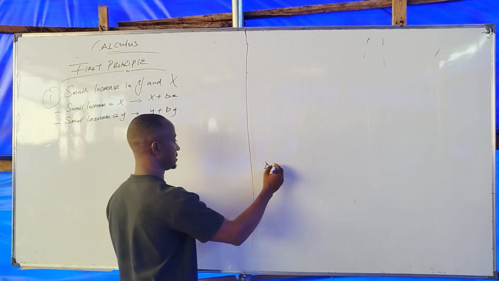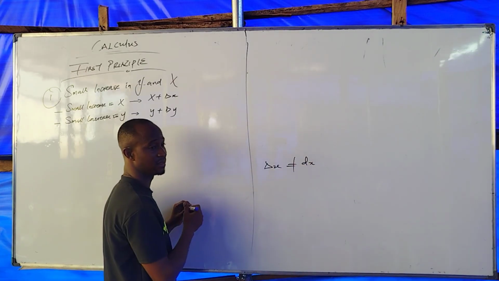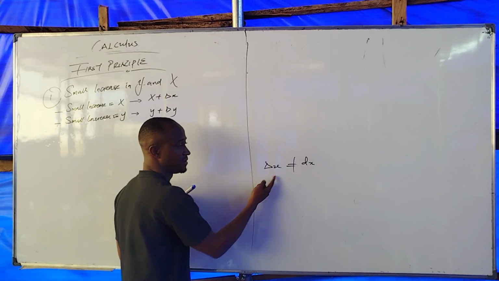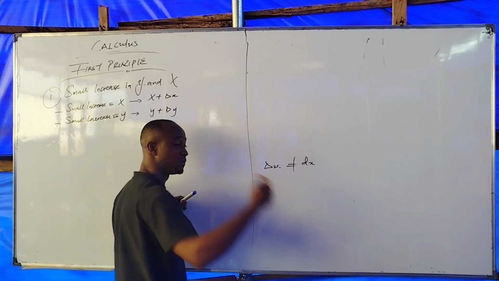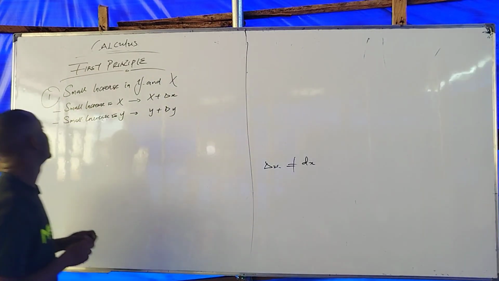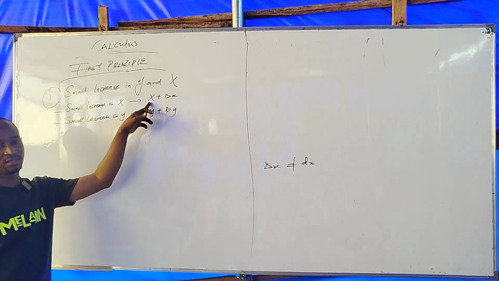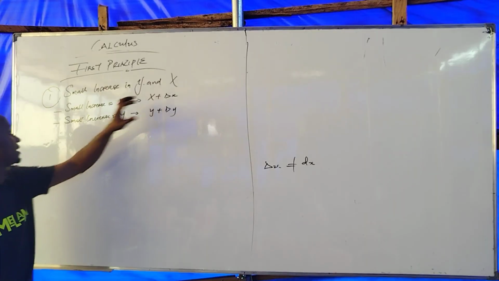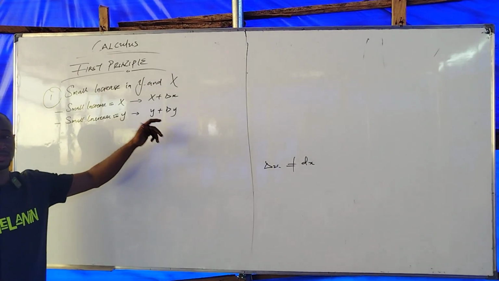Your delta x is not the same as your dx. Delta x is used to increase x. Why dx is used to find the slope of a given function. So for me to increase my x, I have to add delta x to x. That's the condition. The first one is increase in y and x. Increase in x means x plus delta x. Increase in y means y plus delta y.